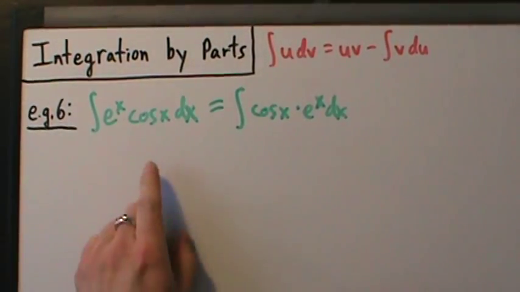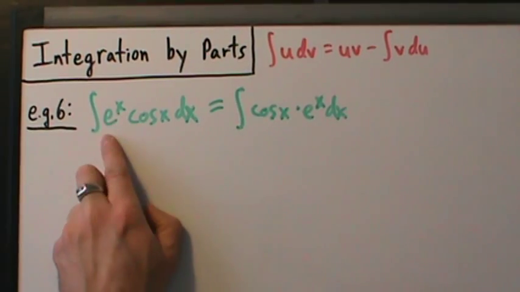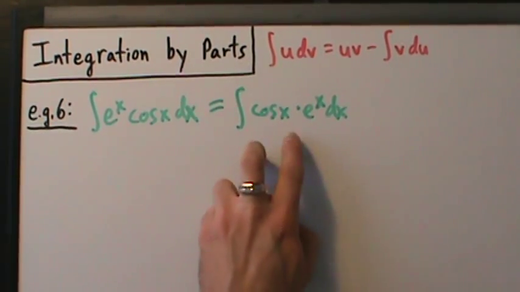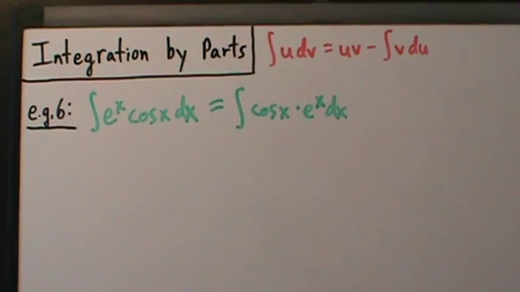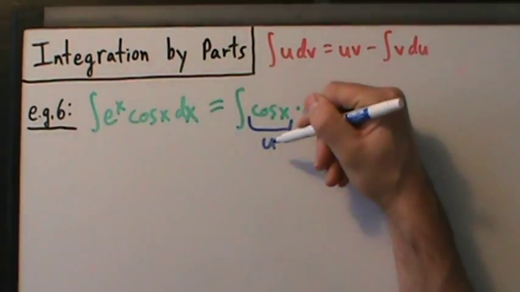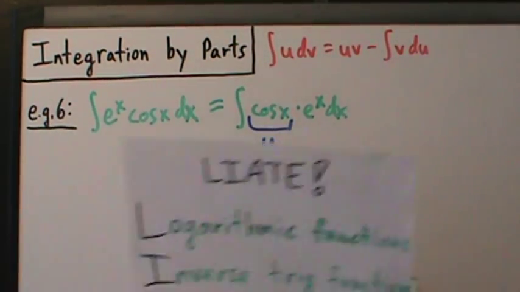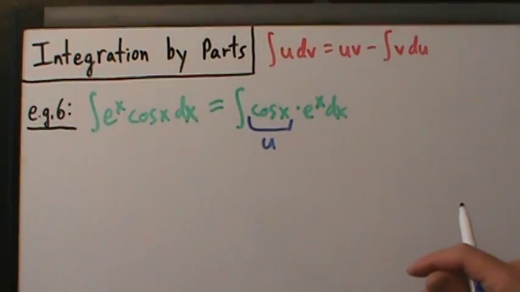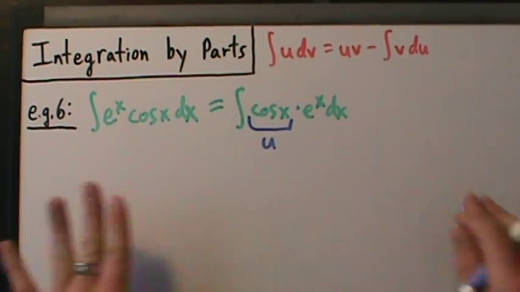I'm going to swap the factors, e to the x cosine of x, and write cosine x times e to the x. Okay, so why am I doing that? Because now I can quickly identify that I'm going to pick u to be the trig function, again because it appears higher in the list. And then since we picked u to be that, dv has to be everything else left over.